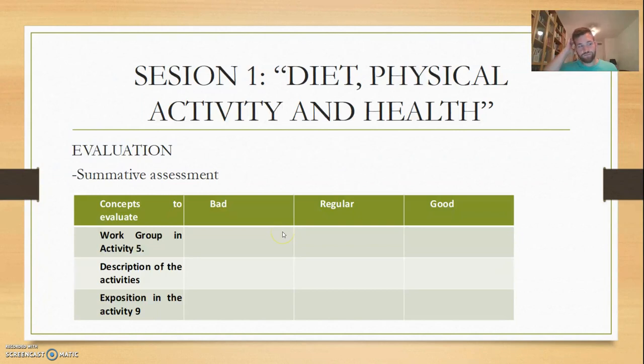Finally, to evaluate the students, I will do a rubric with these items. In general, I evaluate all the activities with this item, description of the activities. I evaluate how they work in group in activity number 5. And the last item, I don't write in this session because it's of the homework activity. So I will evaluate in the next session when they present their activities.